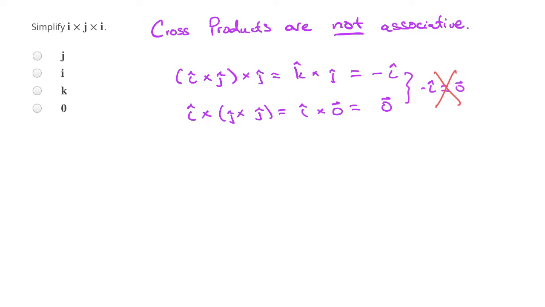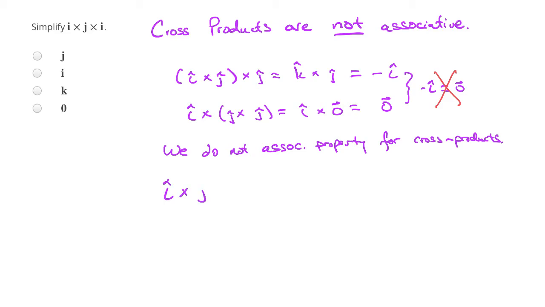And so what that tells us then is we do not have the associative property for cross products. And so just writing something like i cross j cross i is really kind of bad form. What we should write in there, if we really wanted to do this properly so that everything is clear and unambiguous, then we should probably put parentheses around those first two.